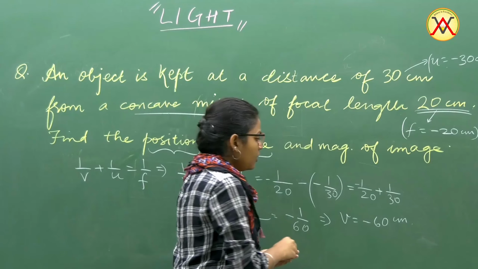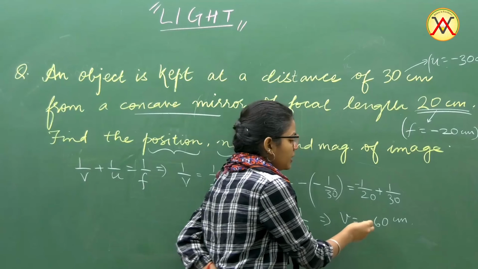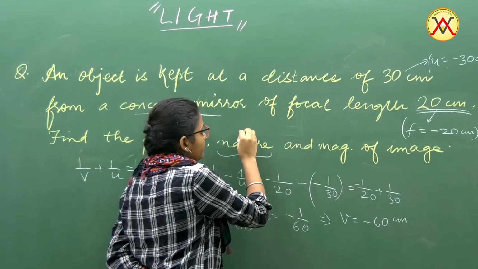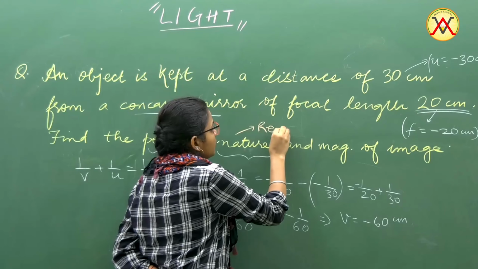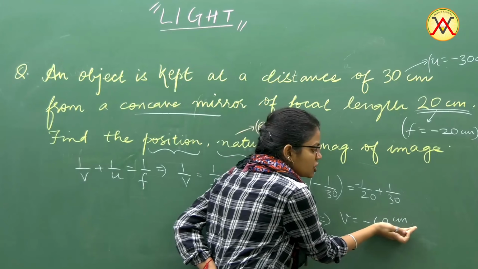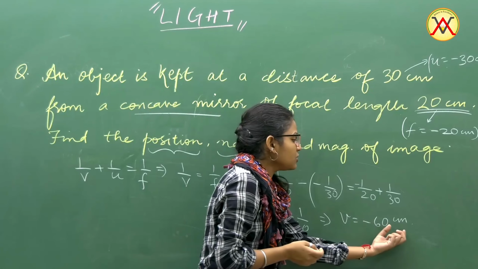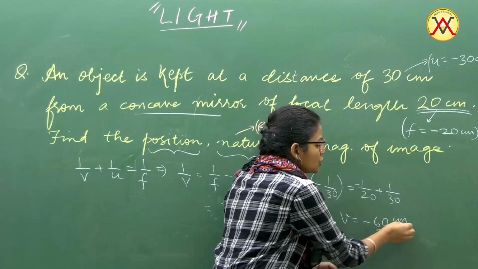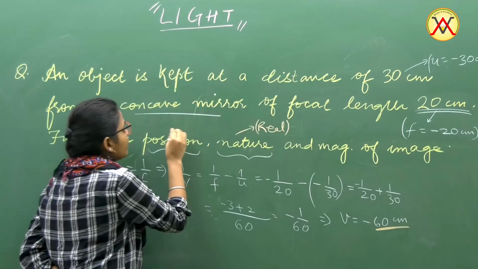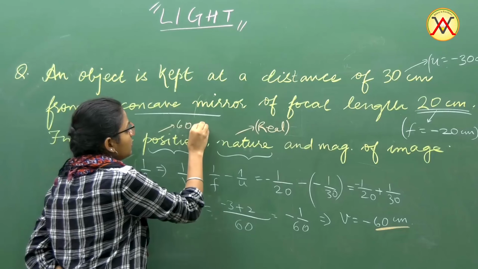Now, look at the negative sign over here. Minus means the nature of the image is real. We have our one answer: it will be a real image. Position. Position is 60 cm. The magnitude gives the position of the image. So, the image is 60 cm in front of the mirror. So, we have got our position.